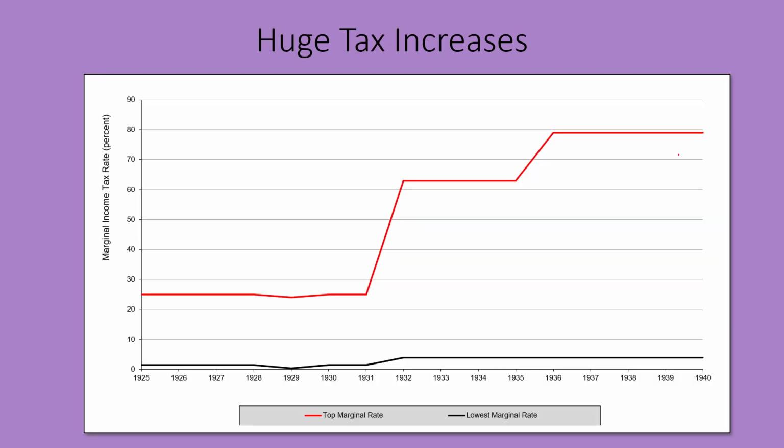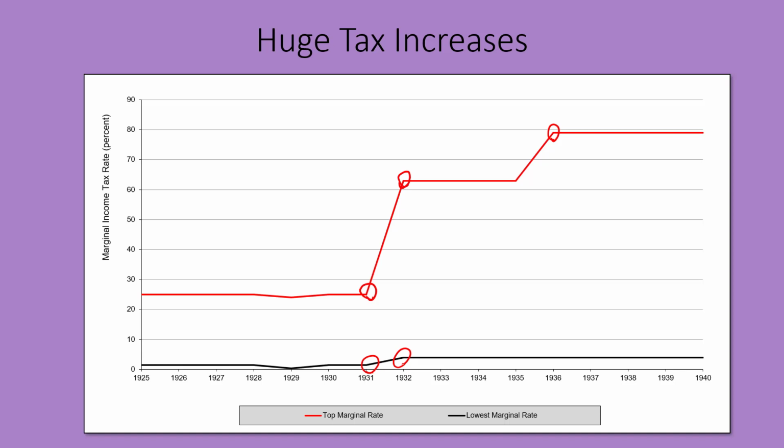Right. If you want to see a graph of what that huge tax increase looks like, there it is. Right. So it went from, in 1931, from 25% all the way up to 63%, right? And then again increased it in 1936 all the way up to 79%, right? So again, that's the top marginal tax earners, but even the lowest tax earners in the United States also faced a tax increase, although a much smaller one, right? So in other words, taxes were increased on everybody, giving people less of an incentive to work and earn money.